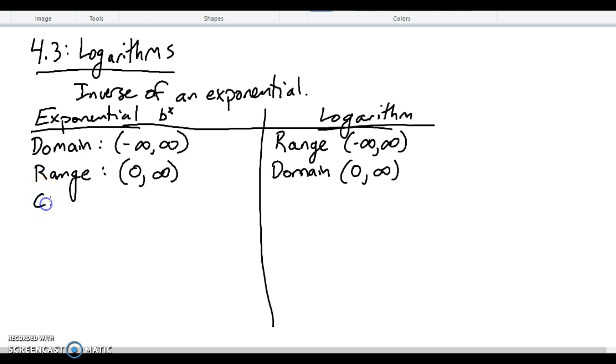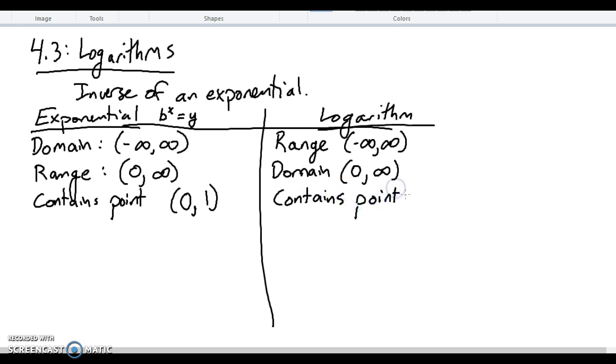Exponential functions always contained the point (0, 1), because if I take b and raise it to the 0th power, I get 1. So I should have said equals y. Well, then the logarithm, how did we switch from a function to its inverse? We swapped x and y, so it contains the point (1, 0).